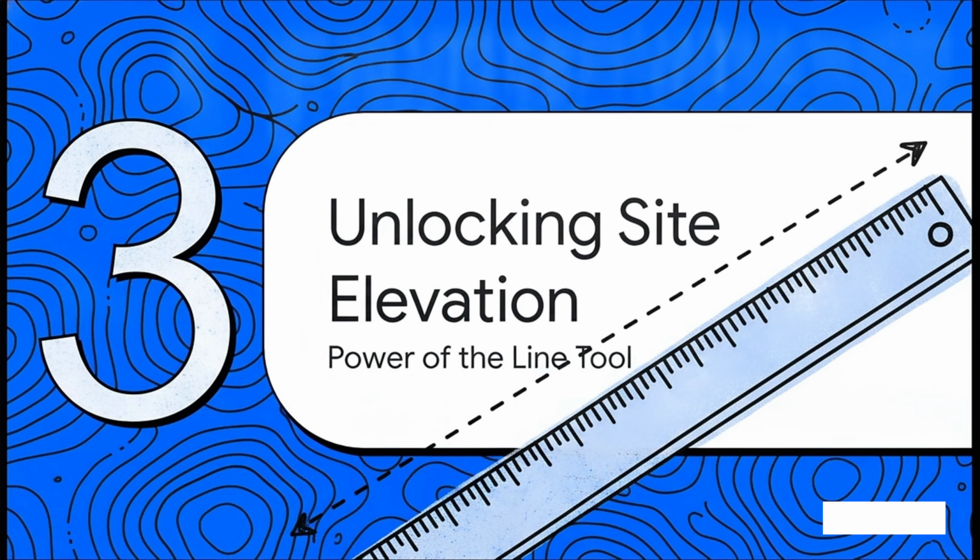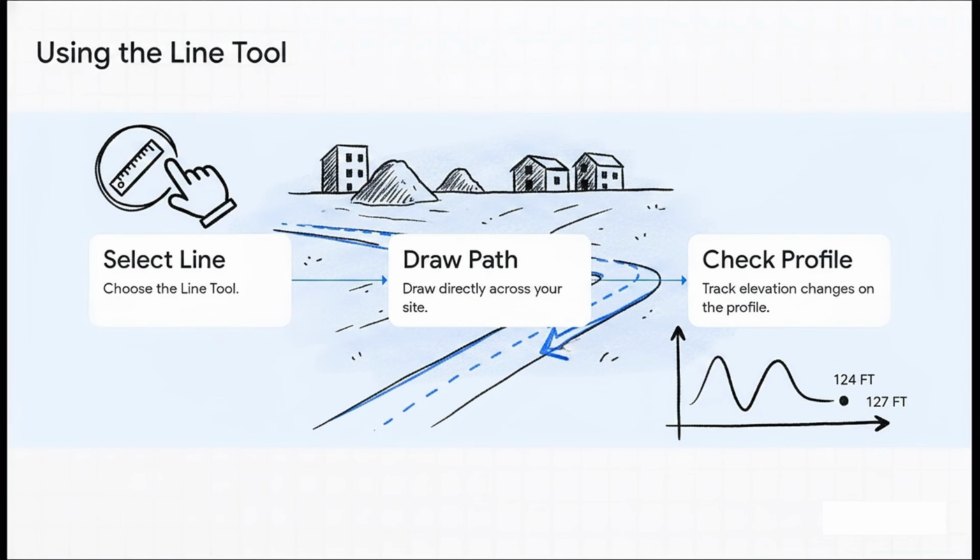Unlocking site elevation, the power of the line tool. Look, if you are doing any kind of logistics planning, the line tool is your absolute secret weapon. Here's how you use it. Step 1, select the line tool. Step 2, draw a path directly across your site, maybe along where a temporary road is going to go. Step 3, look at the elevation profile that pops up.